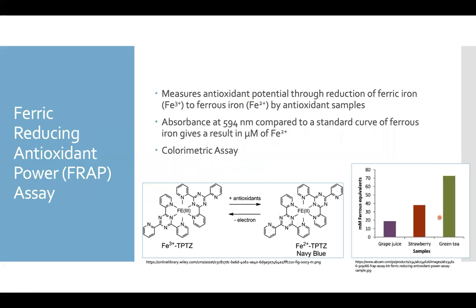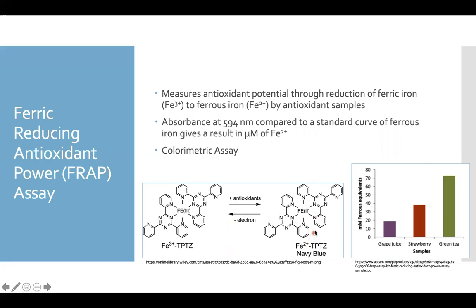Another assay is the ferric reducing antioxidant power assay, or FRAP assay. This assay measures antioxidant potential through the reduction of ferric iron to ferrous iron. When supplements react with ferric iron, a high production of ferrous iron means a good antioxidant. This assay is also a colorimetric assay in that the solution colors will change from clear to navy blue as ferric iron is reduced to ferrous iron.